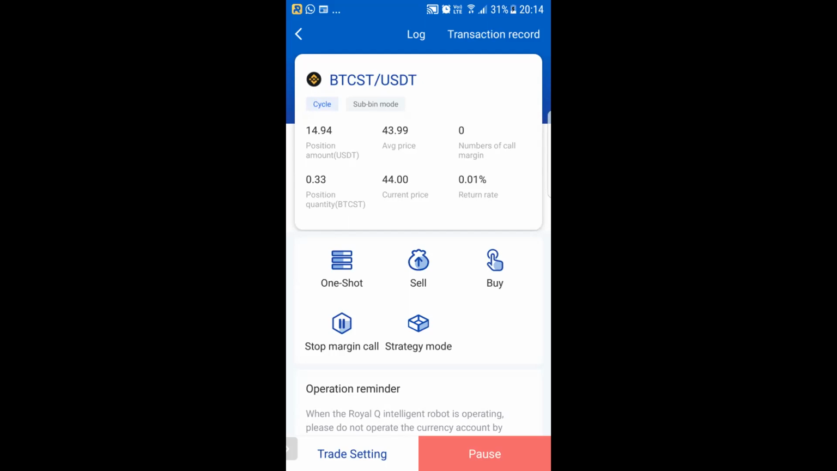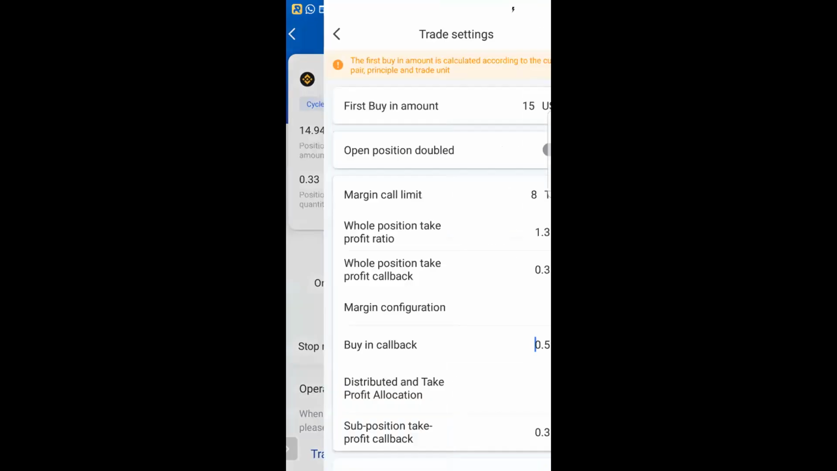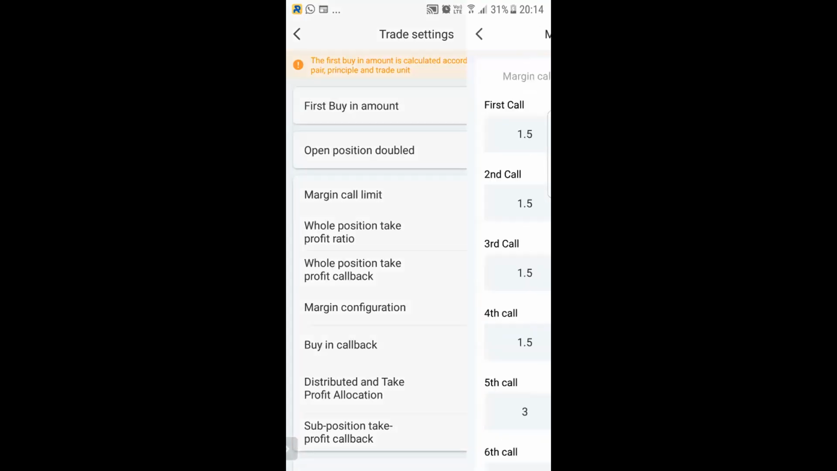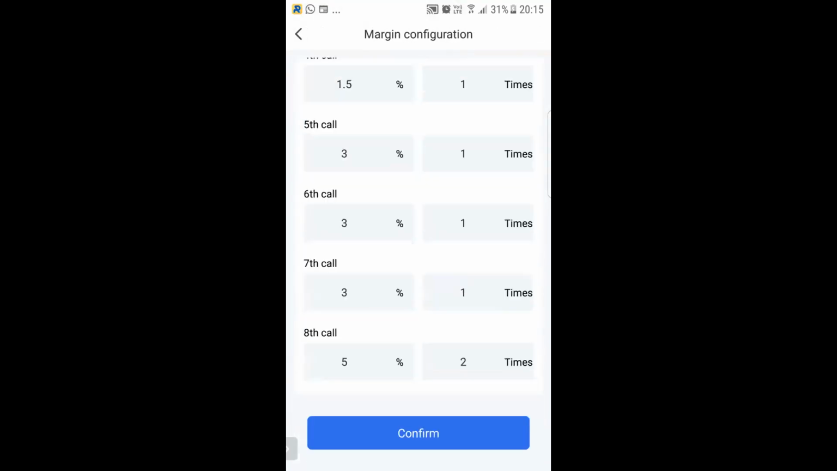Can I say something, please? Yes, please. Thank you. Okay, please, can you go back to the trade settings? I didn't capture the 5th, 6th, and the 7th call. Okay, trade, sorry. No, it's okay, leadership, we are together. Margin configuration, here we are.